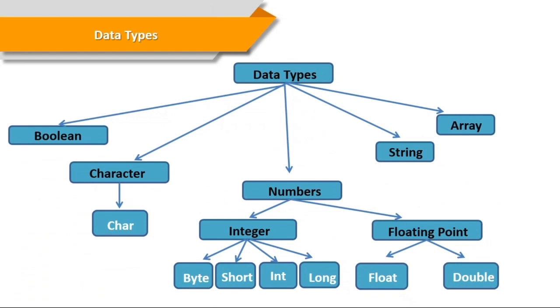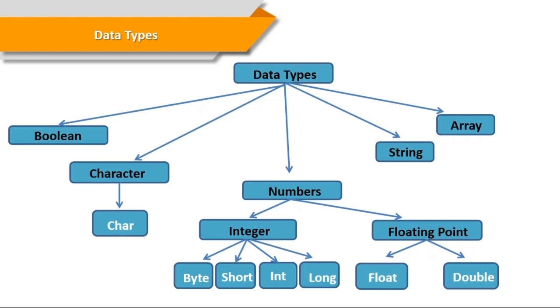So let's have a look at this diagram. There are 5 basic data types available in Kotlin. First one is Boolean data types. The second is character data types. And this is represented in Kotlin as char. Now the third is a numbers data type. And there are 2 different number variables. So the first is integer variables, and the second one is floating point variables.